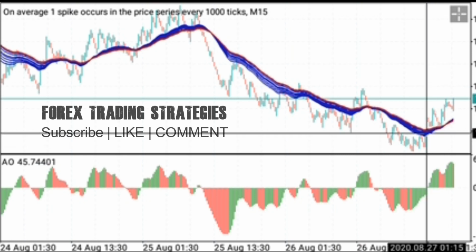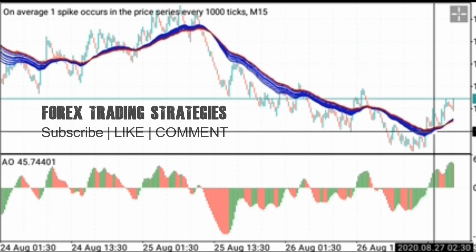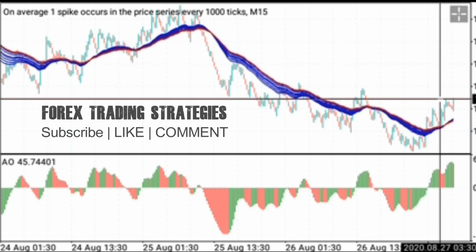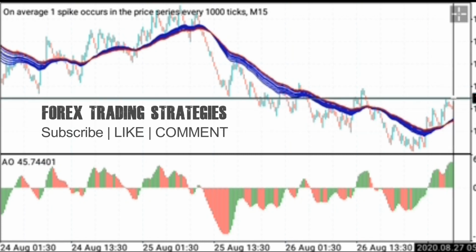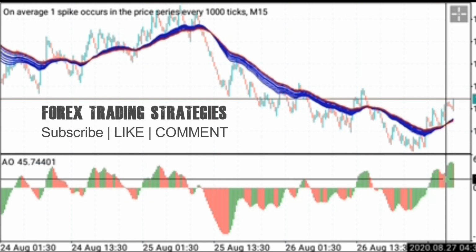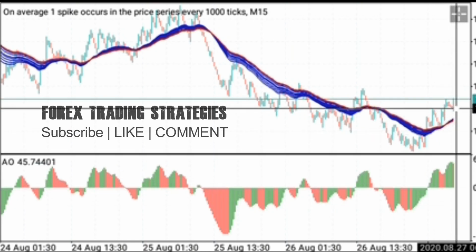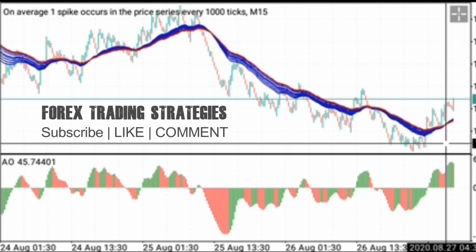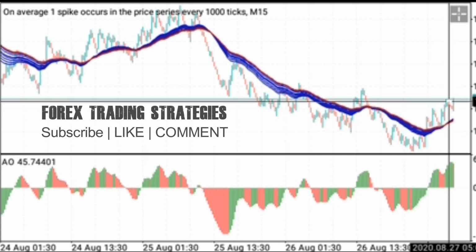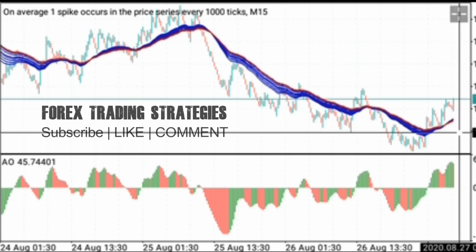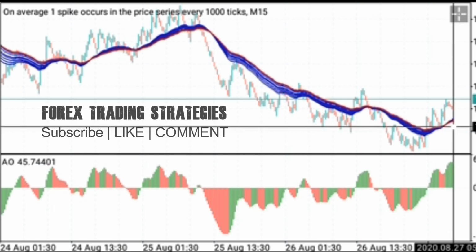So don't buy here because the awesome oscillator is showing a red there. Price is already away from the indicator. What you want to do is wait for price to come back into the indicator, and then you watch what price is doing. The moment it starts moving away from the indicator and the awesome oscillator is green, that's your signal to buy.